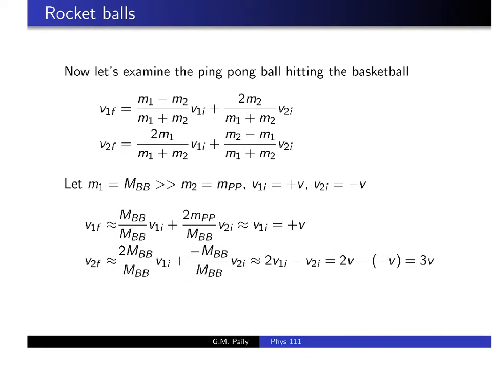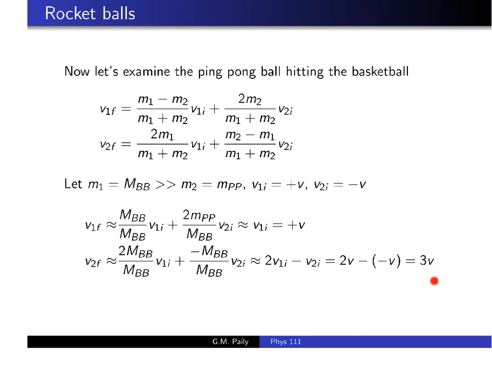So this ratio becomes -1 times v2 initial. So overall, this simplifies to 2 times v1 initial from here minus v2 initial from here. But v1 initial was plus v, so this becomes 2v. And v2 initial was minus v, so this becomes minus v, which is plus v. And so the overall result is 3v.